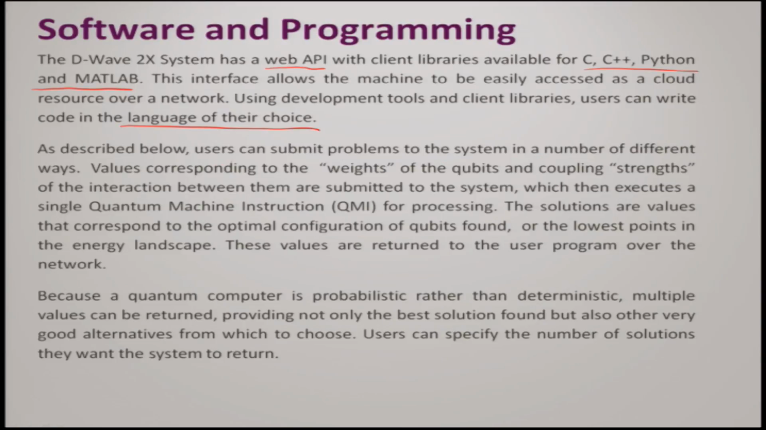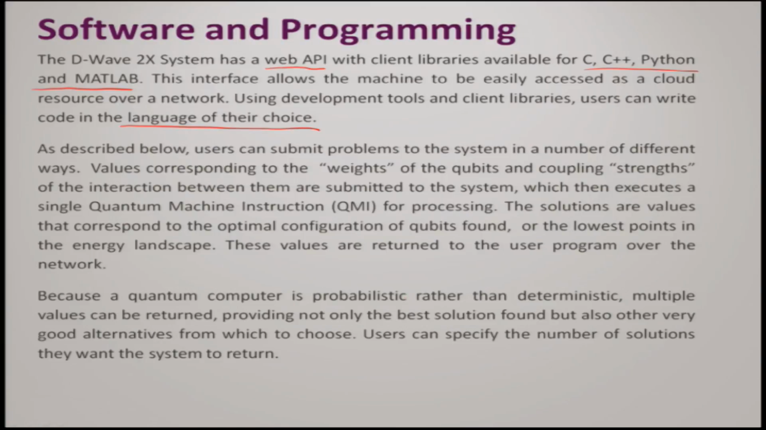As described, the users can submit problems to the system in a number of different ways. Values corresponding to the weights of the qubits and coupling strengths of the interaction between them are submitted to the system, which then executes single quantum machine instructions for processing. The solutions are values that correspond to the optimal configuration of the qubits found, or the lowest points in the energy landscape. These values are returned to the user program over the network.